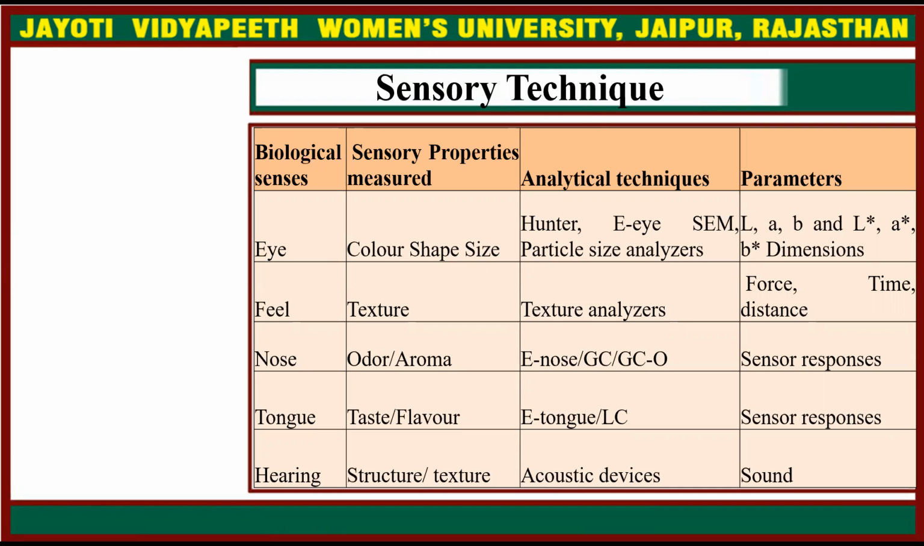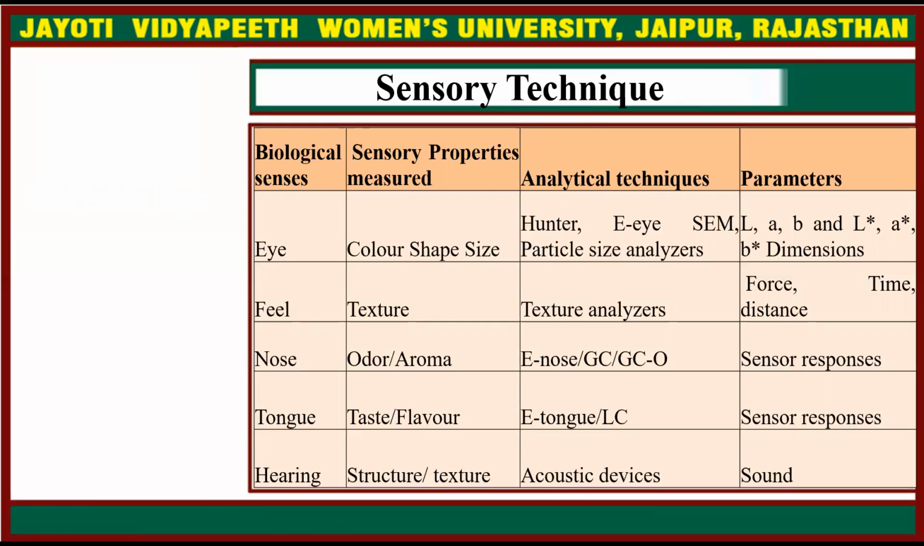Biological senses we are using for measuring color, shape, and size. For this, we are using our eyes, and for analytical techniques, we are using the Hunter color system, SEM, particle size analyzers, etc. The parameters for that are L, a, b, and L star, a star, b star dimensions. For the sensory property of texture, we basically feel it by the skin, and for analytical techniques, we are using texture analyzers, and the parameters are force, time, and distance.